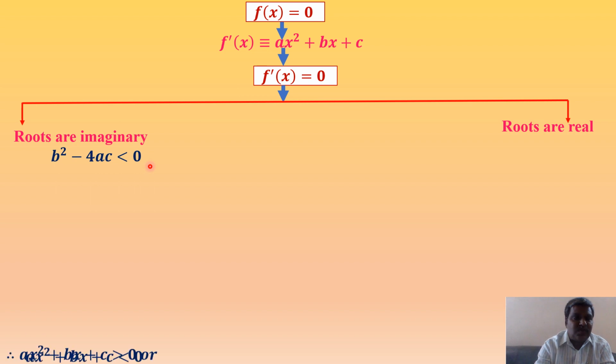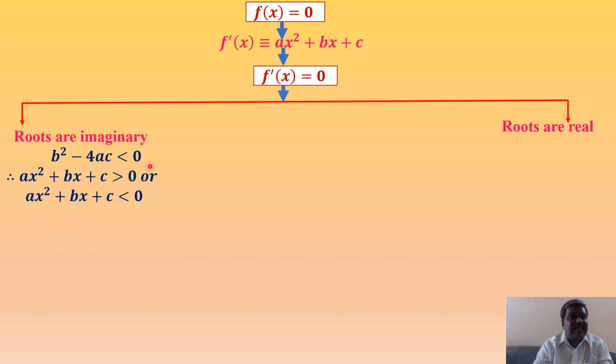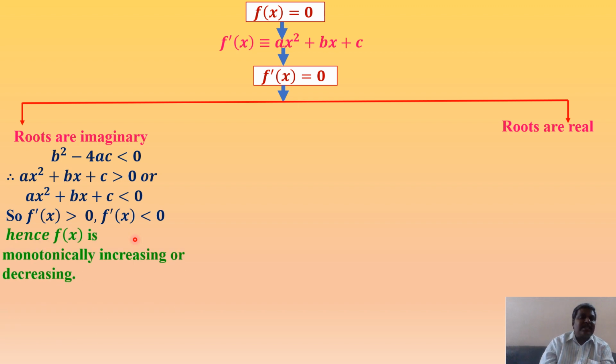That means ax square plus bx plus c is greater than 0 for a greater than 0, or less than 0 for a less than 0. So f dash x is either greater than 0 or less than 0. For greater than 0, the curve is monotonically increasing. For less than 0, the curve is monotonically decreasing. The curve intersects the x-axis at only one point in both cases. So f of x is monotonically increasing or decreasing, and it intersects the x-axis at only one point. So we get only one real root.